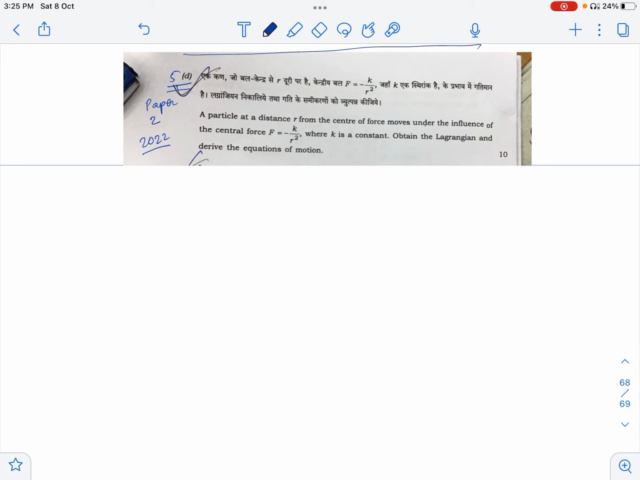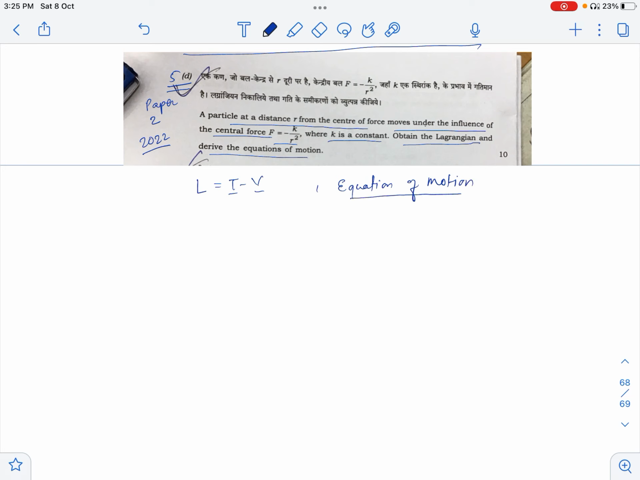So it is related to mechanics, and the Lagrangian equation needs to be found. A particle at a distance r from the center of force moves under the influence of the central force, that is F is equal to minus k upon r square, where k is a constant. Obtain the Lagrangian and derive the equation of motion. We need to obtain the Lagrangian L is equal to T minus V, where T is kinetic energy and V is potential energy. Also, we need to find the equation of motion.